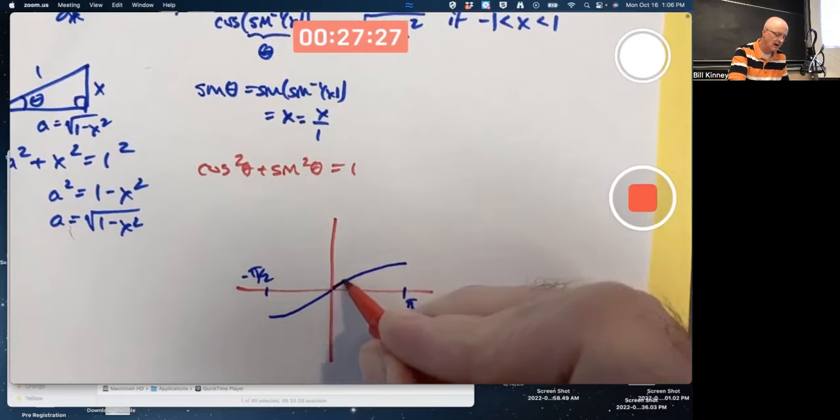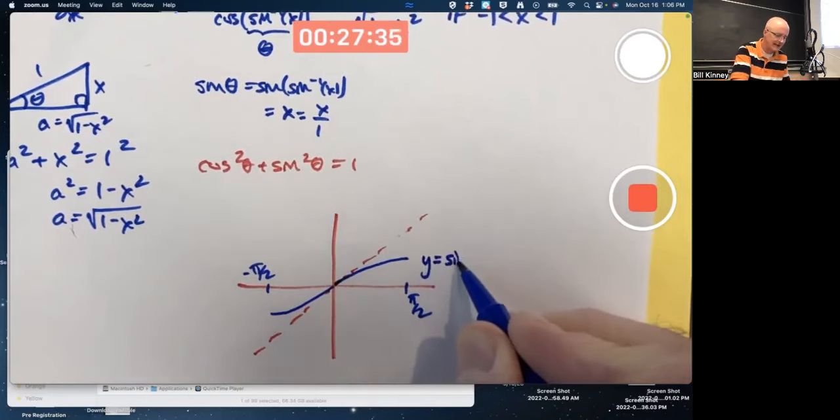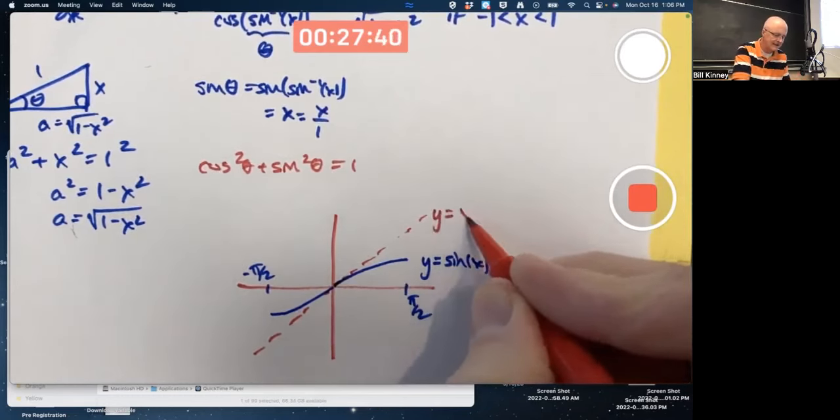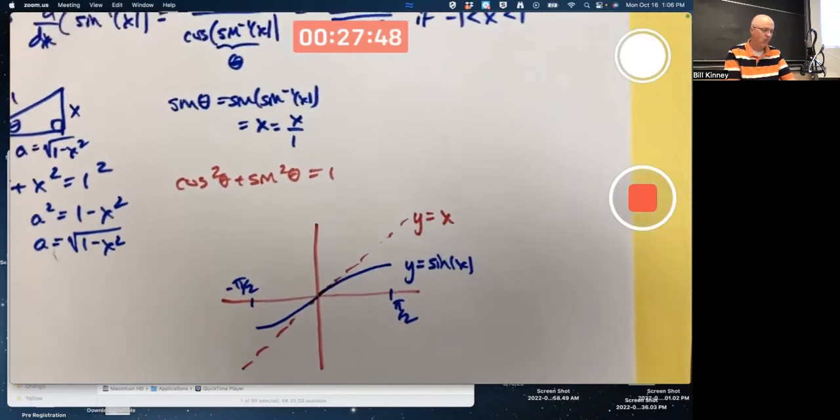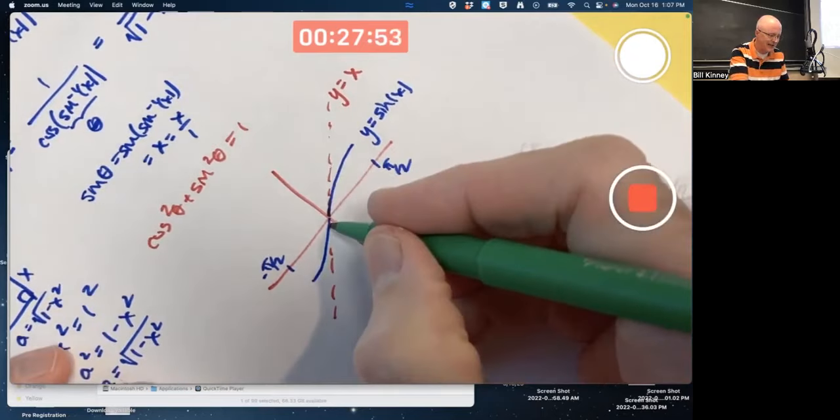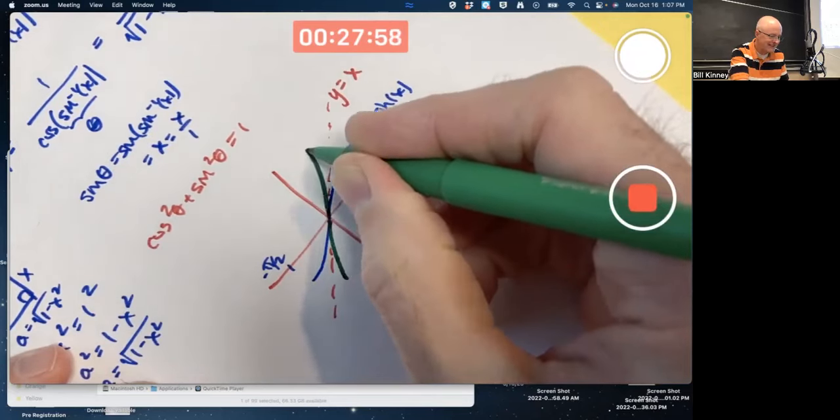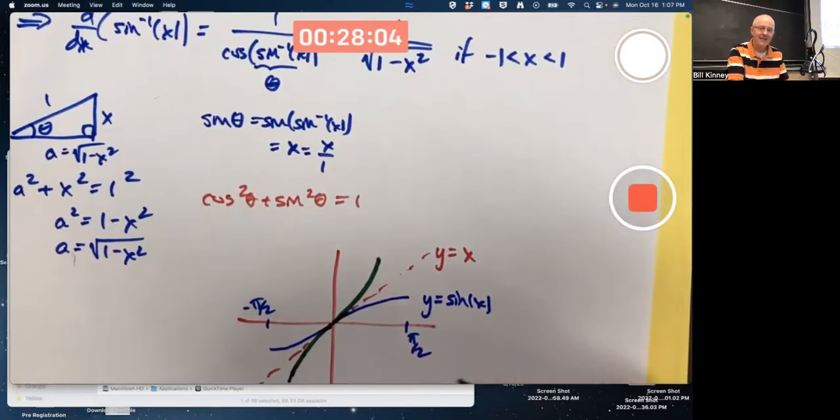If I draw the line y equals x, so this blue graph is y equals sine x, not inverse sine. This red graph is y equals x. The graph of inverse sine, by definition, is the reflection of this blue graph across the red line. It's a little easier if you turn the paper this way, but still tricky. I have a hard time with this myself. Kind of like this is the reflection. Now turn it back the ordinary way. That's going to be the reflection.